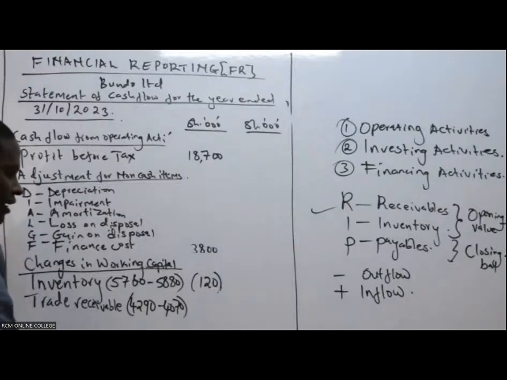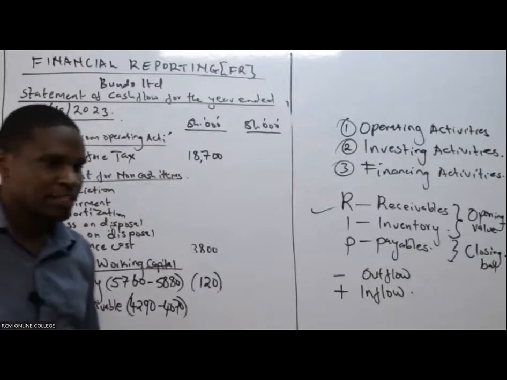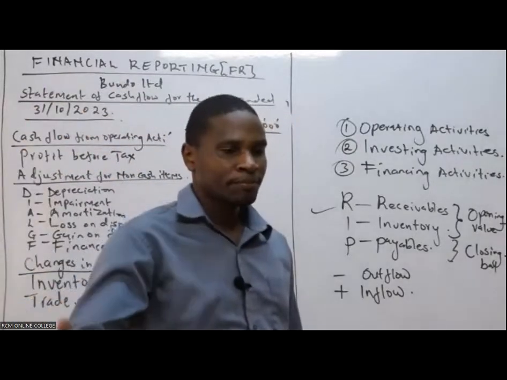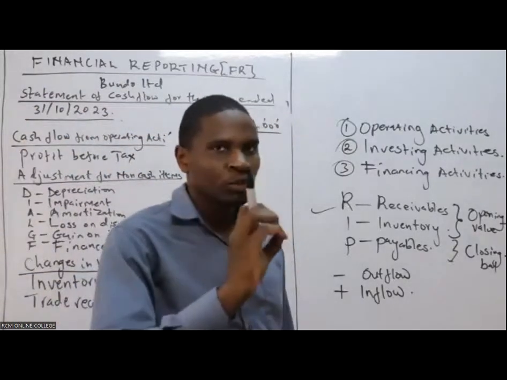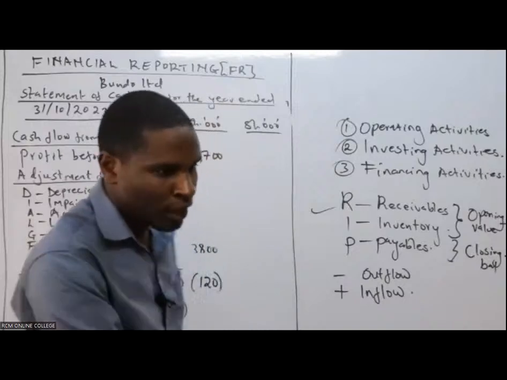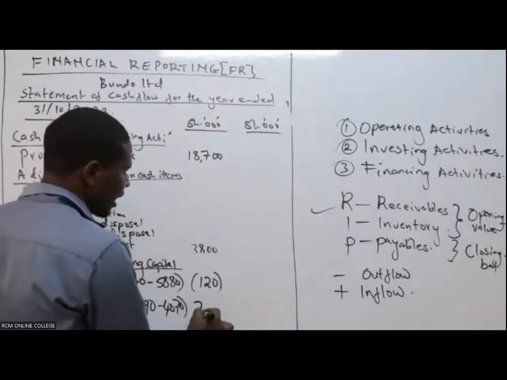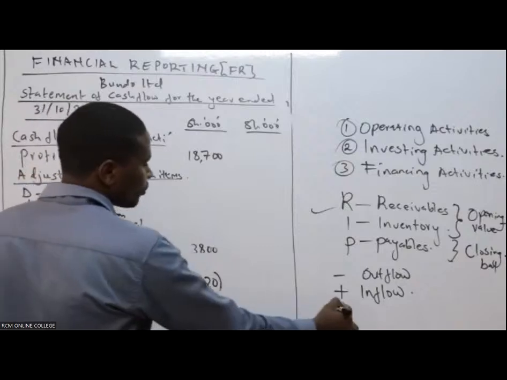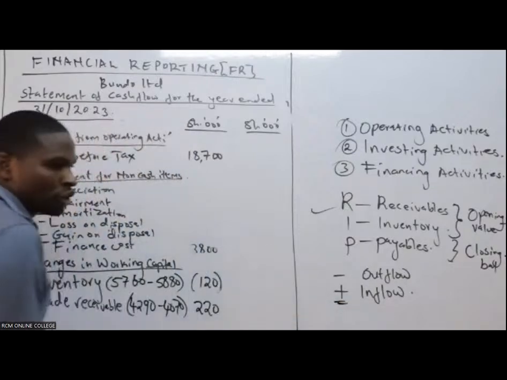4290 minus 4070. Nipatie your difference. Najua it's a positive. That means those people who owed us, they paid us an amount equivalent to what you are giving me there, 220, and therefore this is an inflow. So don't put a bracket, just put it because it's an addition to our cash.